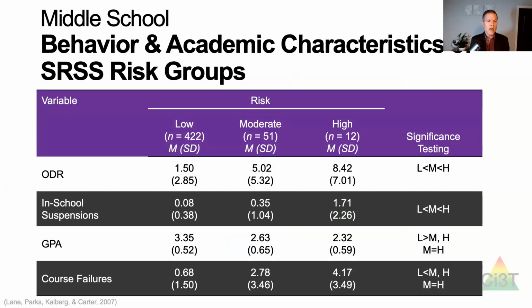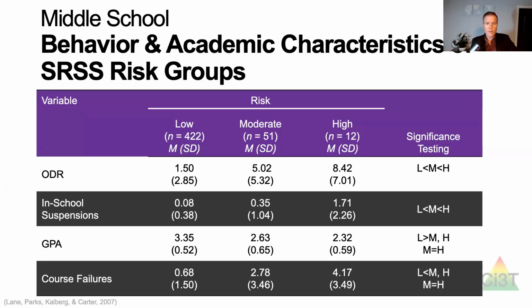How did they compare across office discipline referrals? If they were low risk, on average, students had 1.5 office discipline referrals. And then it jumps up a lot. If they screened in at moderate risk, they were more likely to have 5. And at high risk, 8.4. So that's huge. In-school suspensions, similarly, statistically significant. Low risk, very minimal.